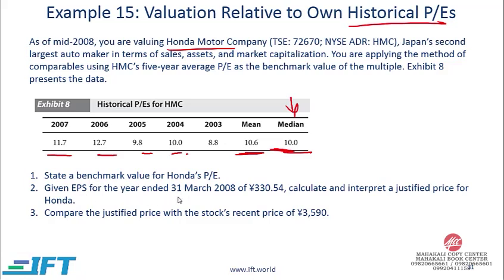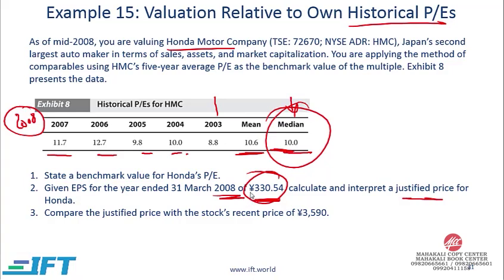Given EPS for the year ended 2008, so if the EPS for the most recent year, 2008, is given, calculate and interpret a justified PE or justified price for Honda. How will you come up with a justified price? You will say that, look, this is the earnings number. If you take a median number, which makes our calculation easier, you can multiply the two and come up with the justified price. Justified based on what? Justified based on the historical PE of this particular company. And then compare that justified price with the stock price of 3590.